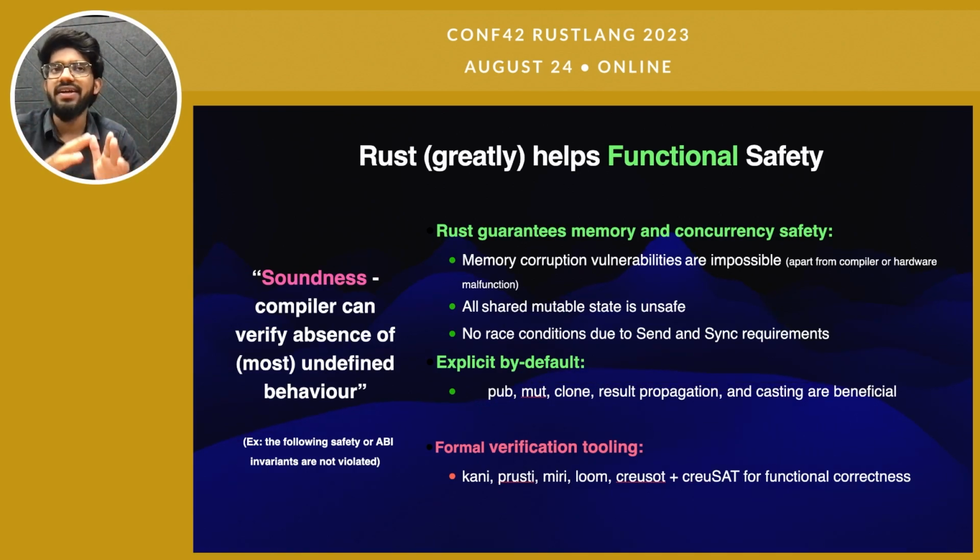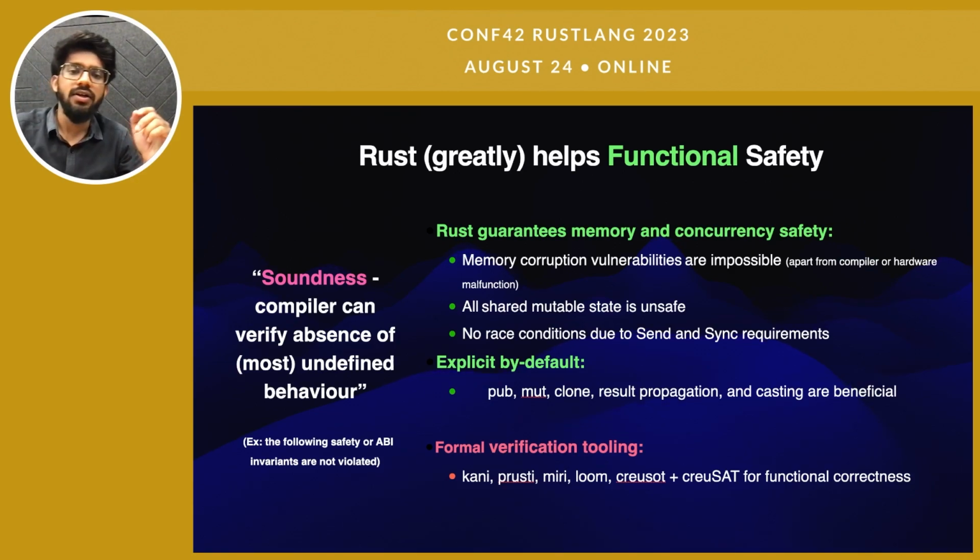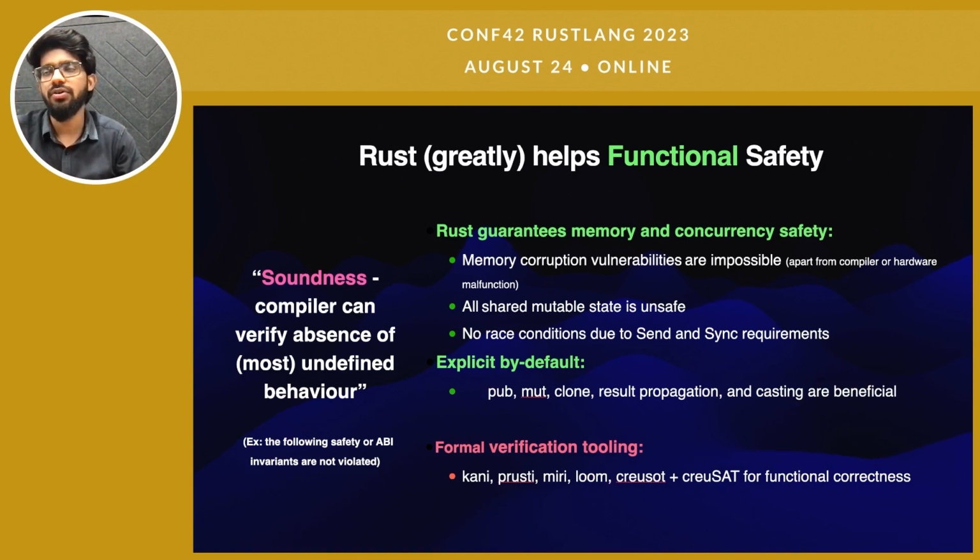Okay, so everything is completely types and traits here, which will make the whole code very clean, understandable, and memory safe. Exploit by default, pub, mut, clone, result propagation, and casting are beneficial. And we also have some formal verification tooling called Kani, Rusty, Miri, etc., which will help you to test your model code, like functional basis, model basis, system basis. We can test it step by step.